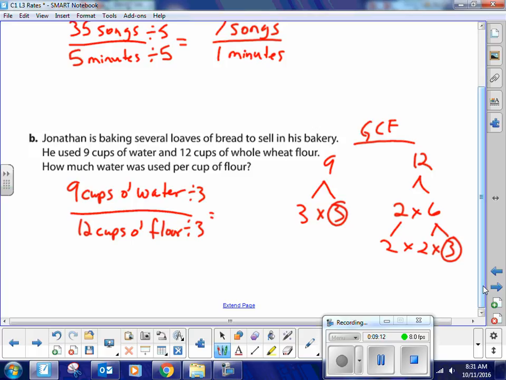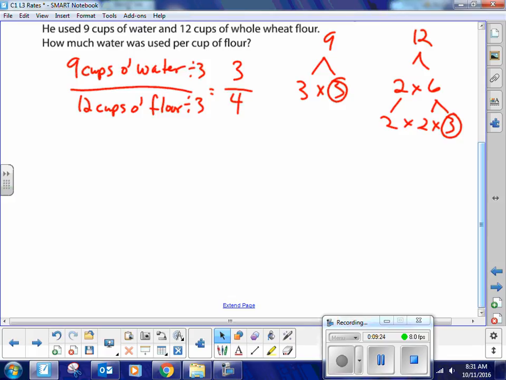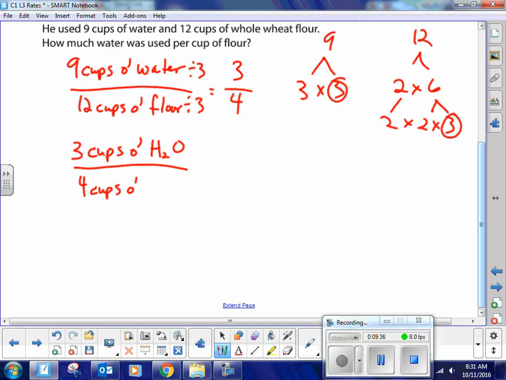Okay, and now you got 3 over 4, right? Let me write this out a little bit better. So 3 cups of H2O to 4 cups of flour. Okay, now what we're going to do is I'm going to try to get flour down to 1. So I do that by dividing by 4 on both sides.